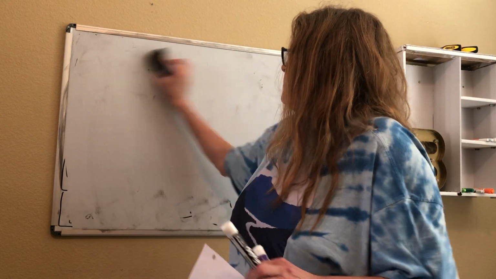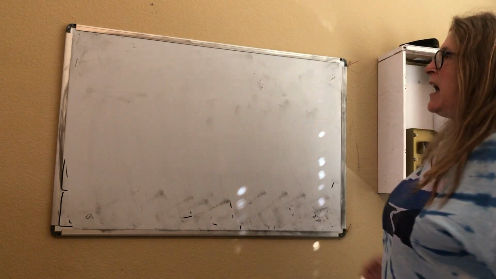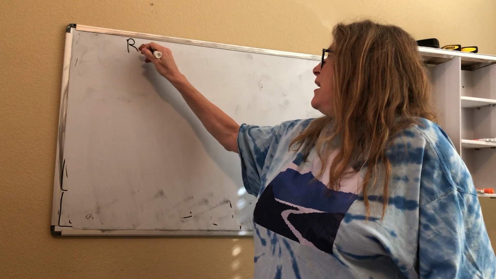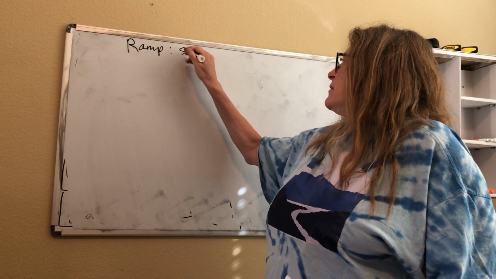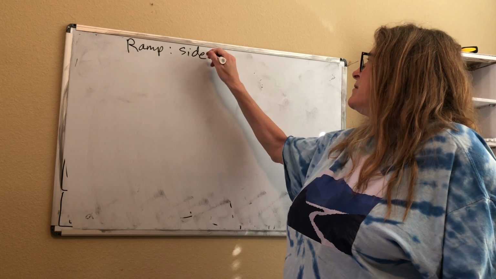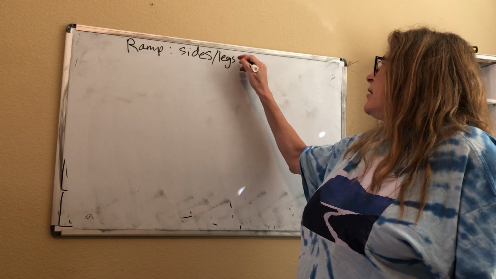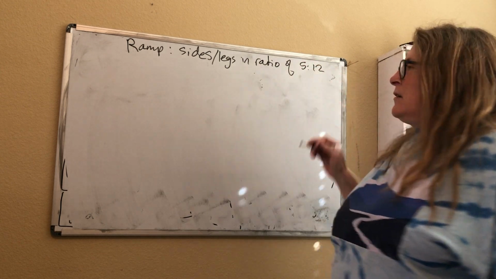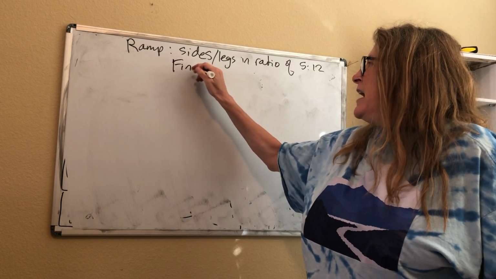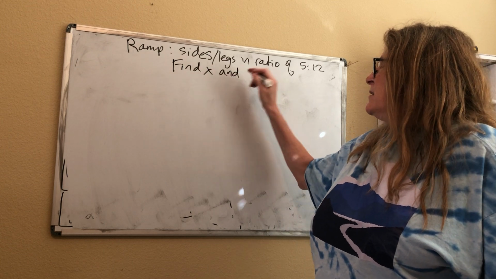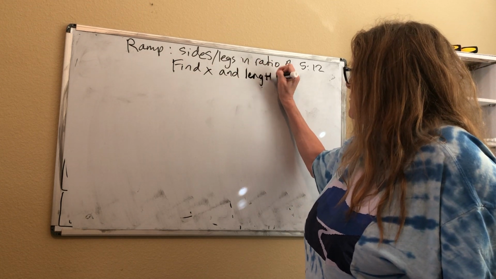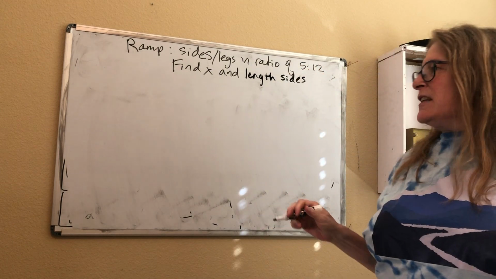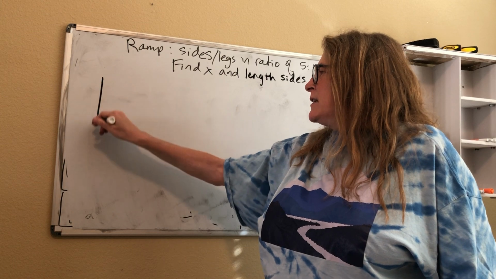Okay, guys, so the problem on the back says that there's somebody building a ramp. And the sides are in the ratio 5 to 12. The legs are in the ratio of 5 to 12. And we want to find x and the length of each side. So they're saying it's a triangle, a right triangle like this.